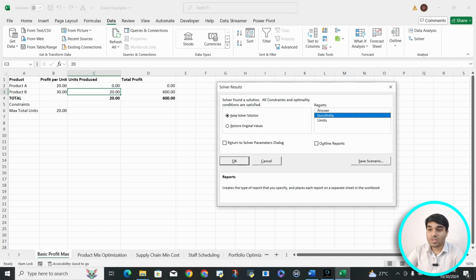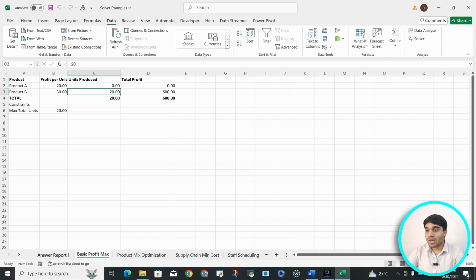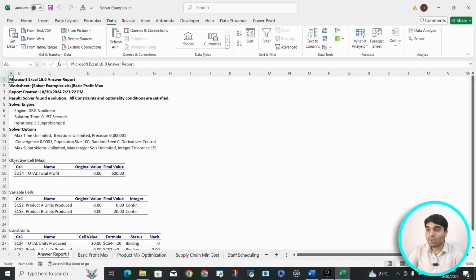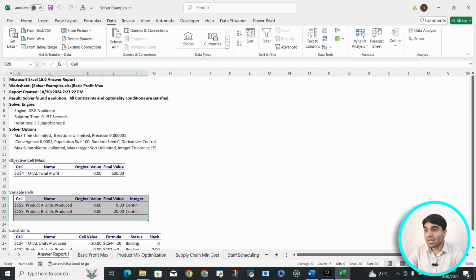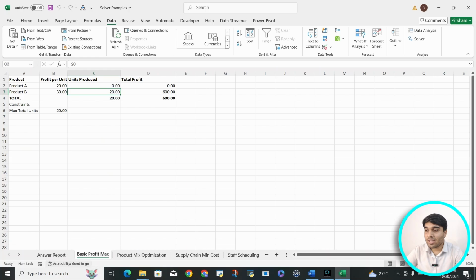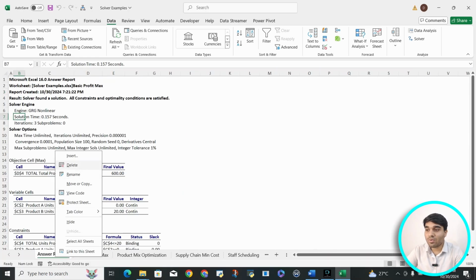If I click here, it's actually going to create another sheet for me. So let's try that as well. I'm going to click here and you can see there will be an automated report created by Microsoft Excel for you. Here you can see the constraints which were followed, the variable cells and the objective cell, and it will give you the interpretation of what exactly happened and how much time it took to run it and properly solve the entire problem for you.